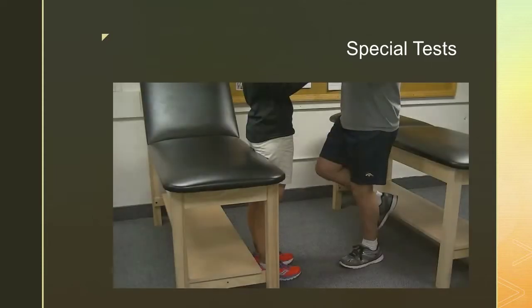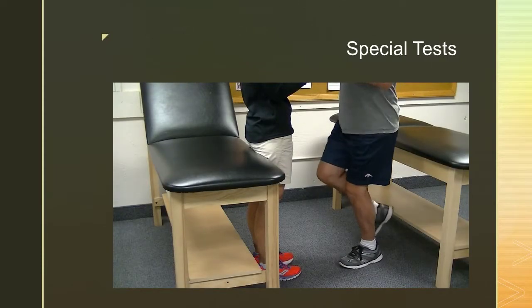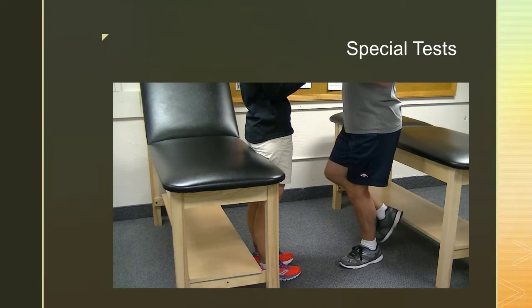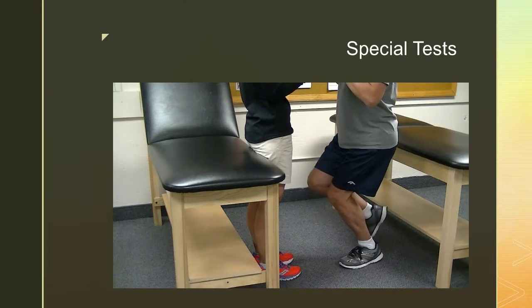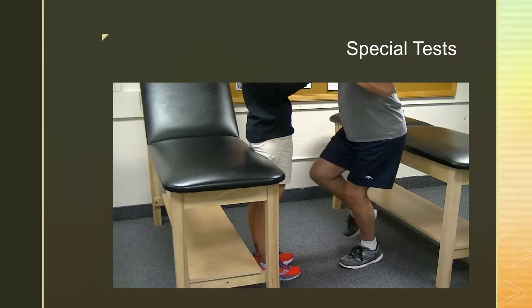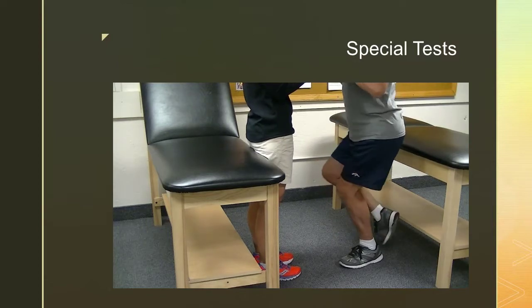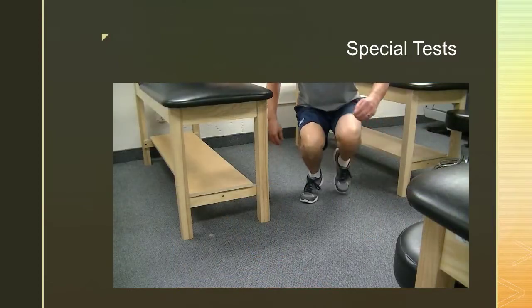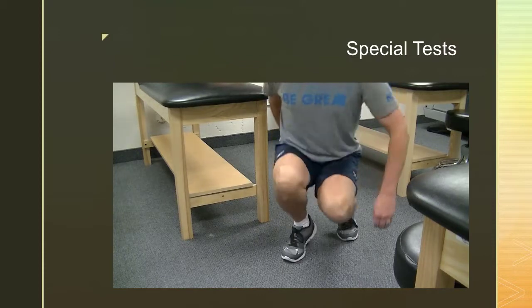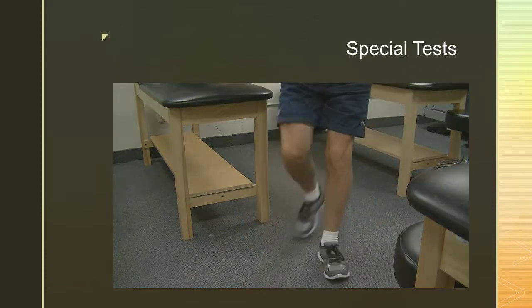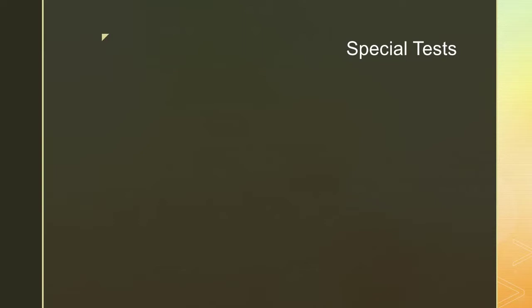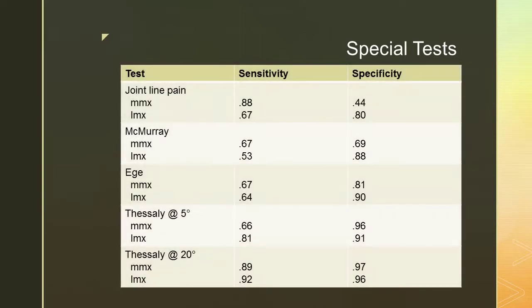And then finally, the Thessaly test. The Thessaly test includes a twisting motion at both 5 and about 20 degrees of flexion. The Childress test can also be done. This is just to see if the person can do a duck walk. If you look at our chart here, we can see that probably the best tests that you can do for meniscal lesions are the Thessaly's at 5 degrees and 20 degrees.